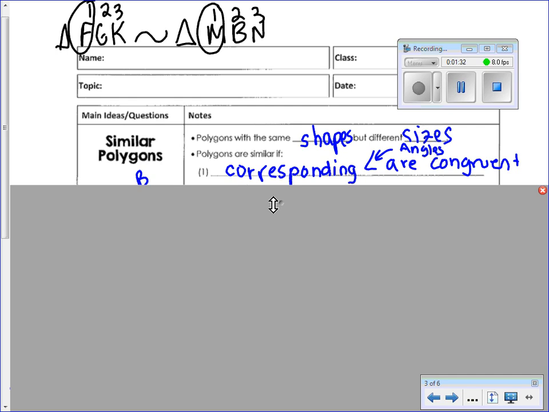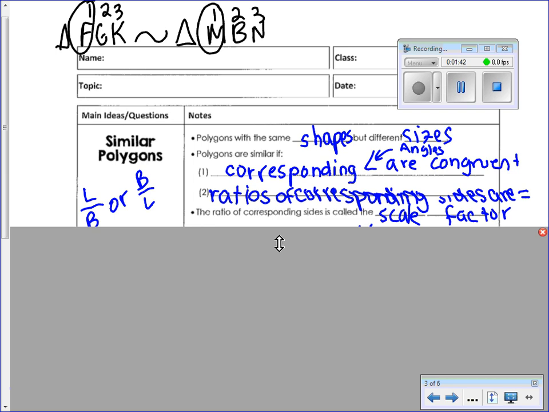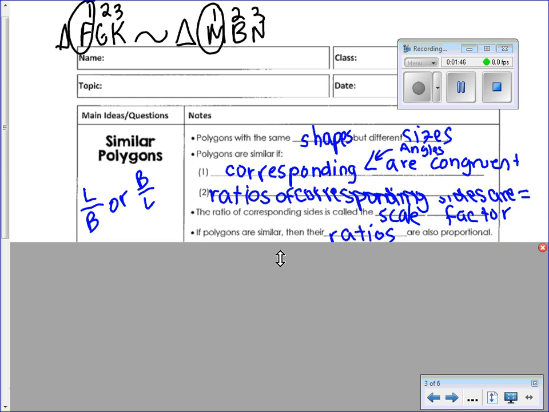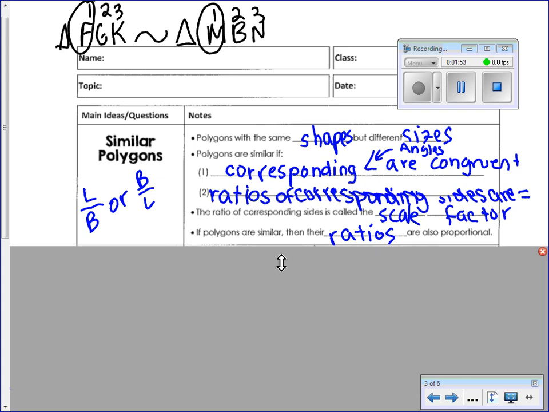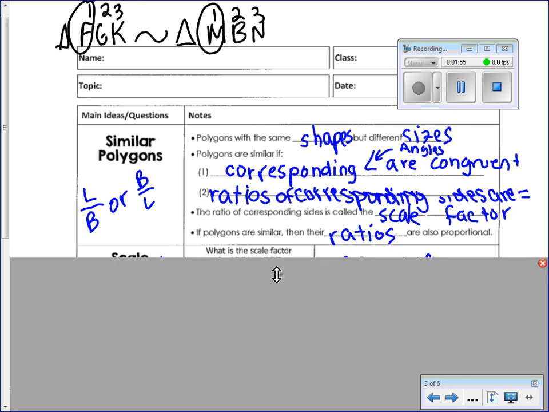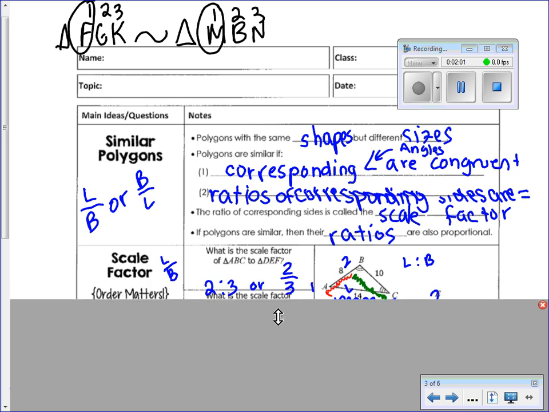Now, also, the ratio of the sides have to be equal. Ratios of corresponding sides are equal. The ratio of corresponding sides is called the scale factor. If polygons are similar, then their ratios are also proportional. Usually, I try to identify the little polygon and the bigger polygon. So what is the scale factor for triangle ABC and DEF?